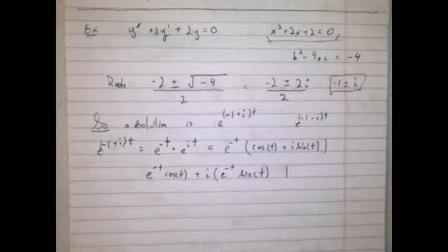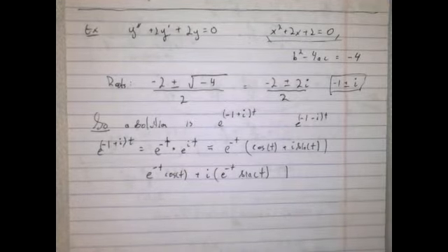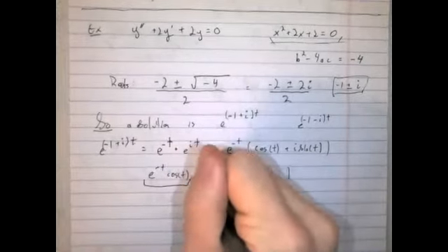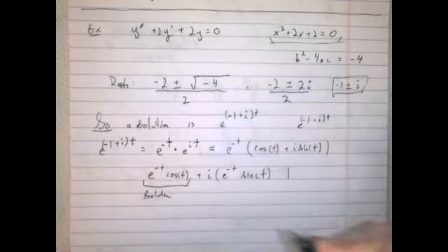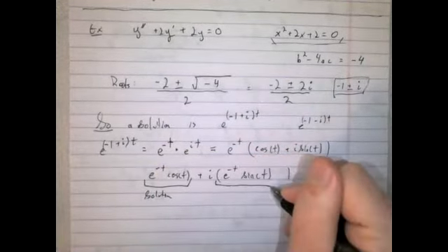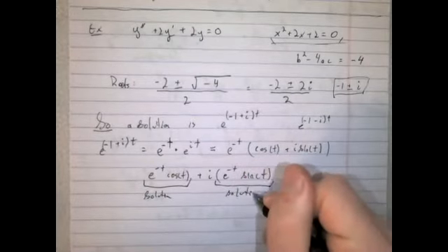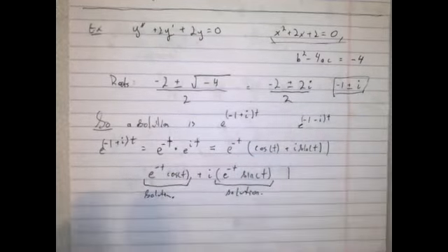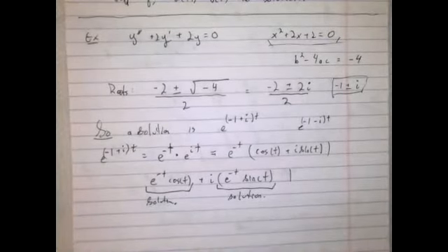What does our theorem about complex solutions to differential equations tell us? e to the negative t times cosine of t is going to be a solution like our u of t, and then the v of t would be e to the negative t sine of t. Exactly. We already know this from our theorem, but actually, what I'd like to ask you to do is please check.